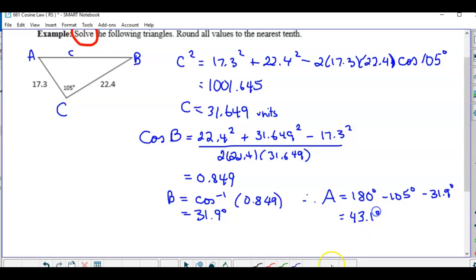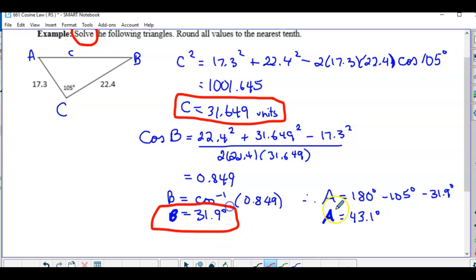43.1 degrees. Okay. So, I should put here, this is B, this is A. Either rewrite them all together or highlight them or something to distinguish what you have calculated. Okay, so you're given three things. There's six that you would have to get in a triangle.